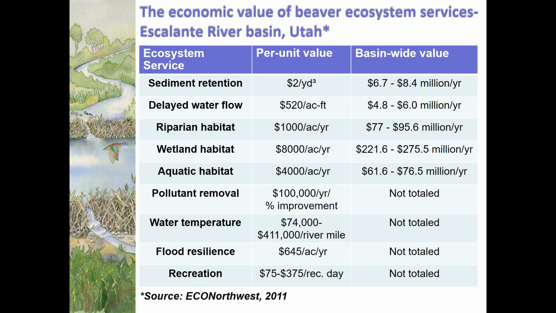In 2011, under the direction of the Grand Canyon Trust, they undertook an economic valuation study of beaver ecosystem services in the Escalante River Basin in Utah. The study was pretty interesting in that it found tremendous economic benefits could result from beaver ecosystem services. For example, sediment retention services, if multiplied out on a basin-wide scale, could amount to 6.7 to 8.4 million per year. And like most ecological goods and services studies, the economic valuation of nature is often measured in costs that are avoided. So for the sediment retention, it's based on estimated avoided sediment dredging costs for downstream reservoirs.